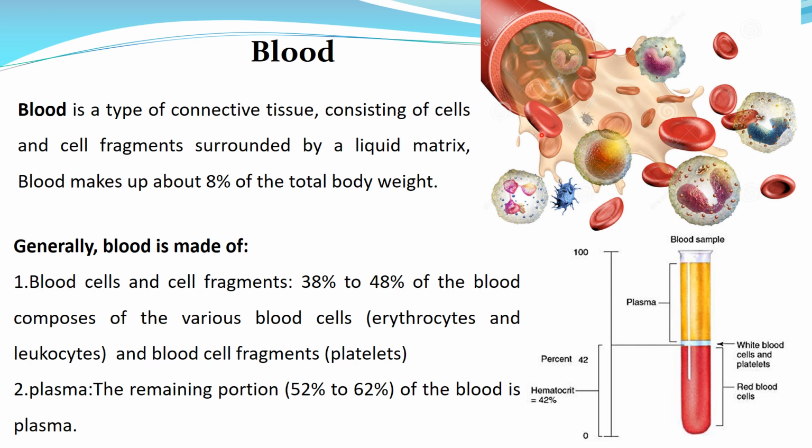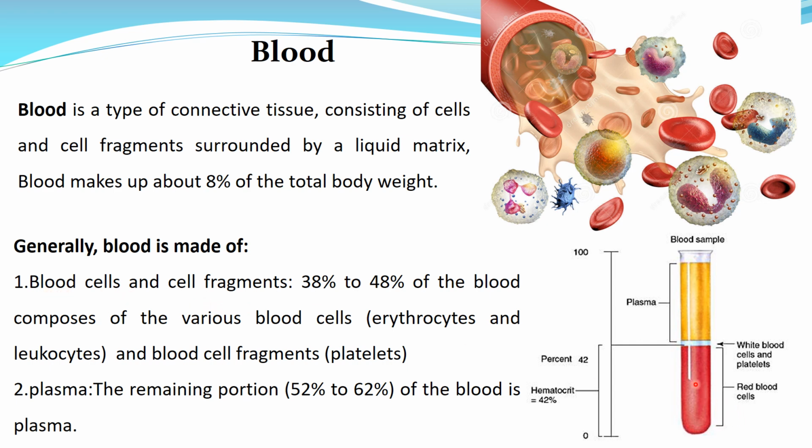In the case of the blood, we have different types of cells, which are suspended in a watery matrix or tissue matrix, which is called the plasma. So blood makes up about 8% of the total body weight. If you drain the whole blood from the body of a person, we are expecting to lose about 8% of its body weight. So the blood is made of two main compartments.